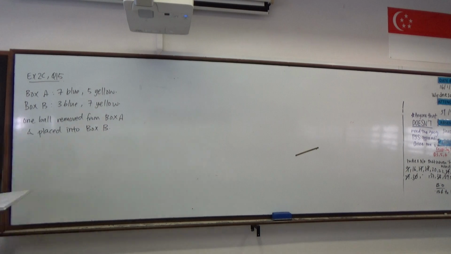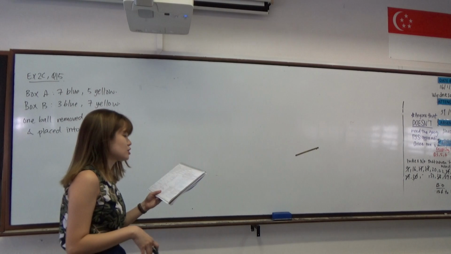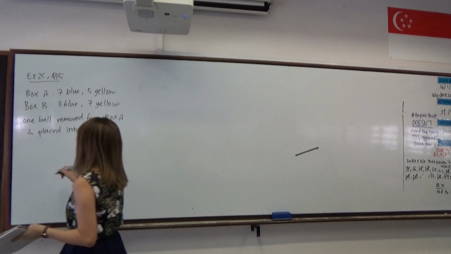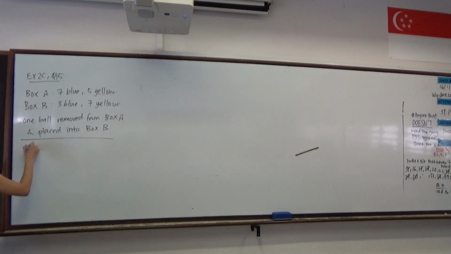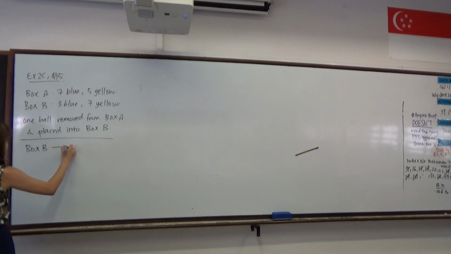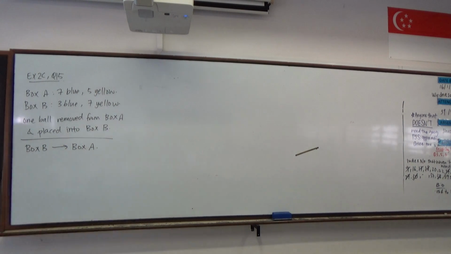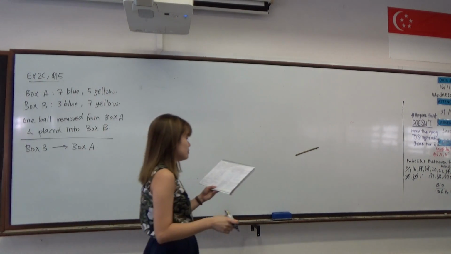So taken out from box A, placed into box B. After thoroughly mixing the ball, a ball is drawn out at random from box B and then placed back into box A. I'll just write it in short. So we want to draw a tree diagram.